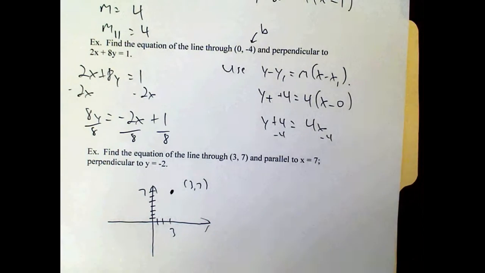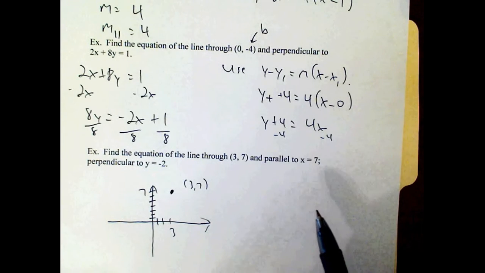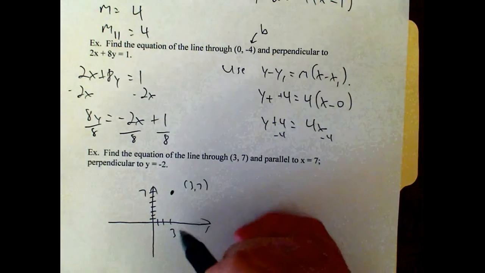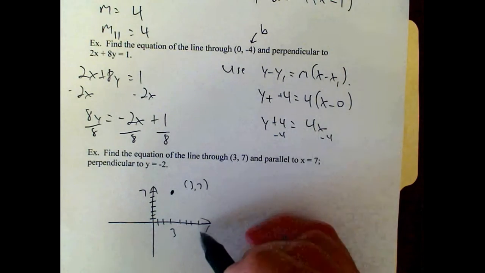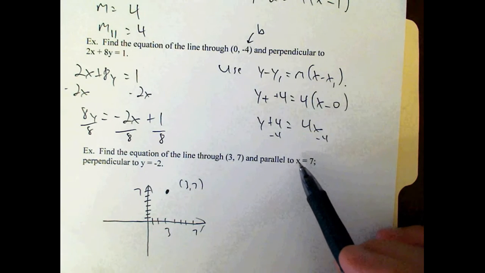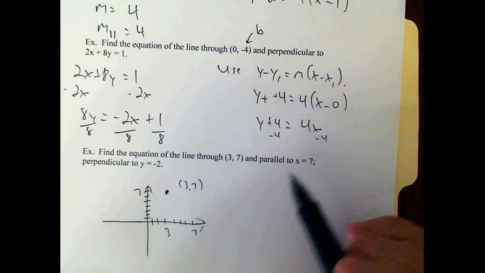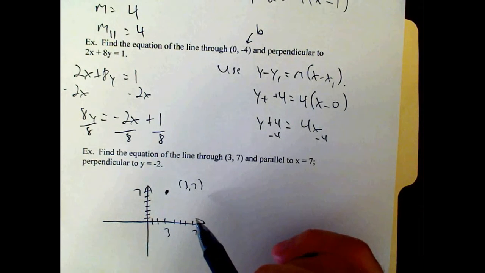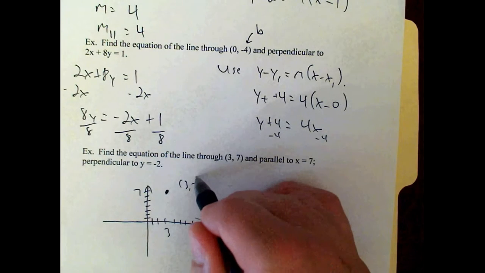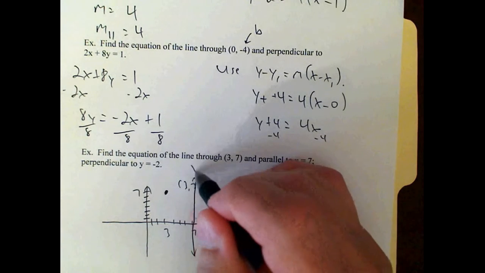Now I want to find the equation of the line parallel to x equals 7. What that means is I need to first graph the line x equals 7. Since it's x equals, it's going to go through the x-axis only, because anytime it's x equals, that's a vertical line. So I'm going to draw that graph. It's close enough. So that is x equals 7, a vertical line.